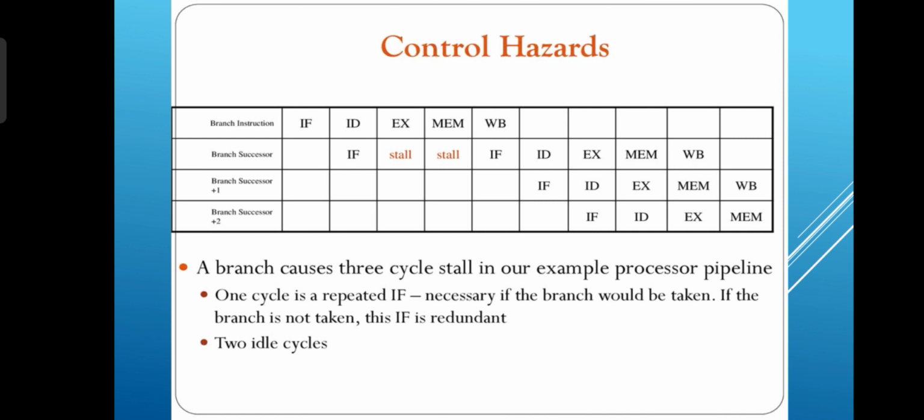Here is the table of control hazards. Here are the branch instruction stages IF, ID, EX, MEM and WB and the branch successor. For ID, branch successor is IF. For EX, branch successor is stall. For MEM, branch successor is stall. For WB, IF, branch successor plus 2 and branch successor plus 2 are in the below rows. A branch causes a 3-cycle stall in our example processor pipeline. One cycle is a repeated fetch if the branch should be taken. If the branch is not taken, the IF is redundant. Two cycles idle.